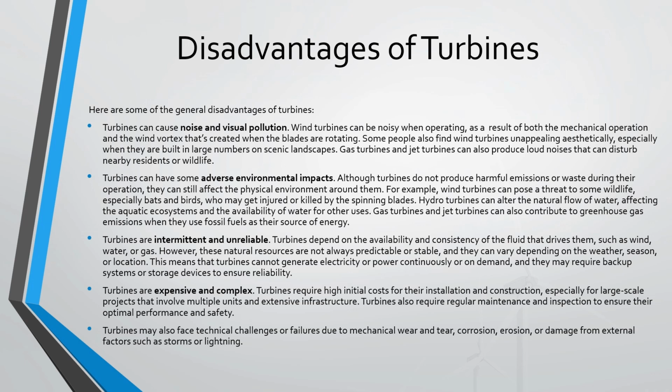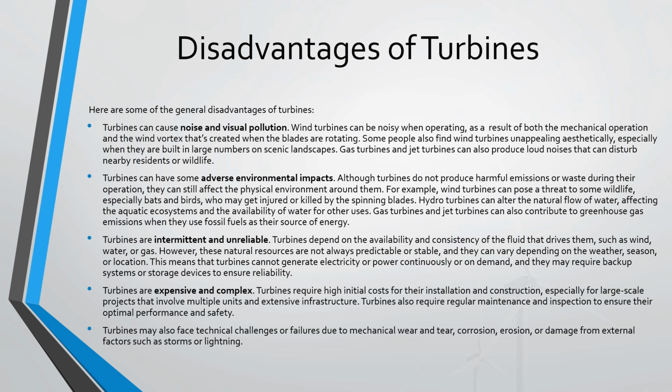Here are some of the general disadvantages of turbines. Turbines can cause noise and visual pollution. Wind turbines can be noisy when operating, as a result of both the mechanical operation and the wind vortex that's created when the blades are rotating. Some people also find wind turbines unappealing aesthetically, especially when they are built in large numbers on scenic landscapes. Gas turbines and jet turbines can also produce loud noises that can disturb nearby residents or wildlife.